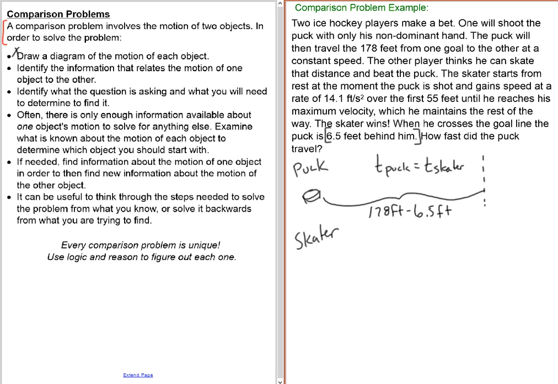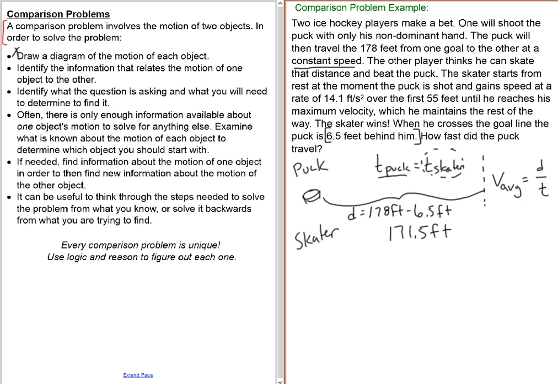Now, we can see right now, since we've got the distance the puck traveled, 178 feet minus 6.5 feet is 171.5 feet. And we want to know the speed of the puck. Remember that the puck is going to travel at a constant speed. We only have one equation to find then. How fast does the puck travel is going to be v average equals d over t. Well, at this point, what we need to find then is how long did it take the skater to finish, because it's implied in the problem that the skater and the puck took the same amount of time. When the puck was 6.5 feet behind the skater, it's the same moment as the skater finished.